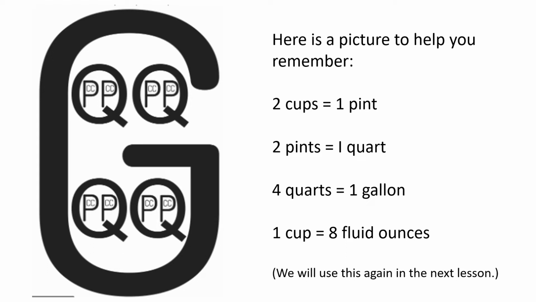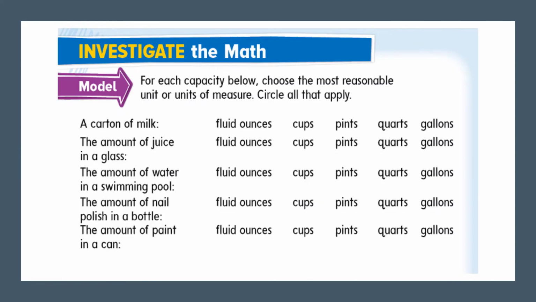And you can even go lower than a cup. 1 cup equals 8 fluid ounces. So if you have less than a cup, you can measure that in fluid ounces. We're going to use this in this lesson and the next lesson. So let's take a look at the various items there and figure out, what do you think would be the best unit of measurement? Do you remember when we did this in science? Well, we're going to do it now in math.